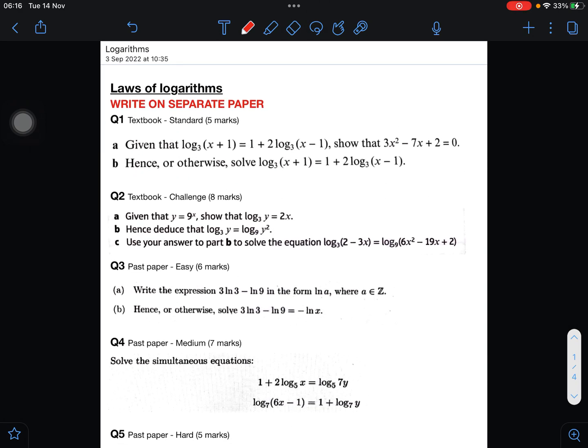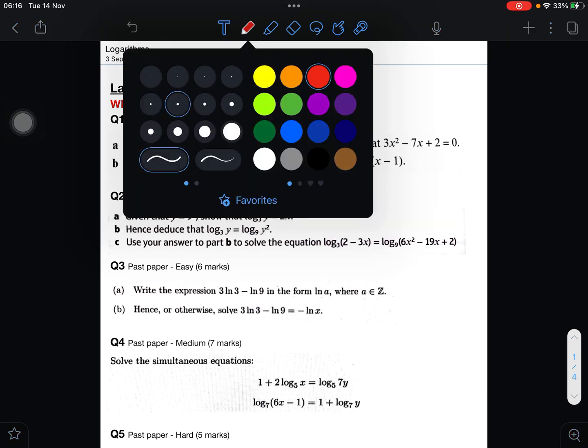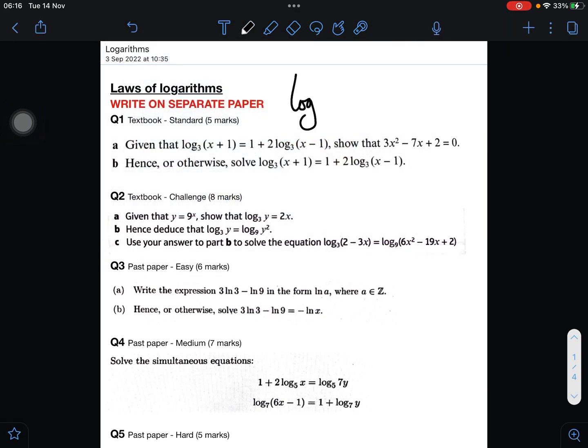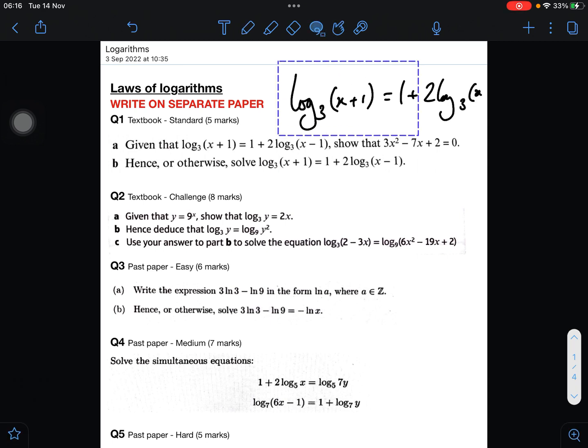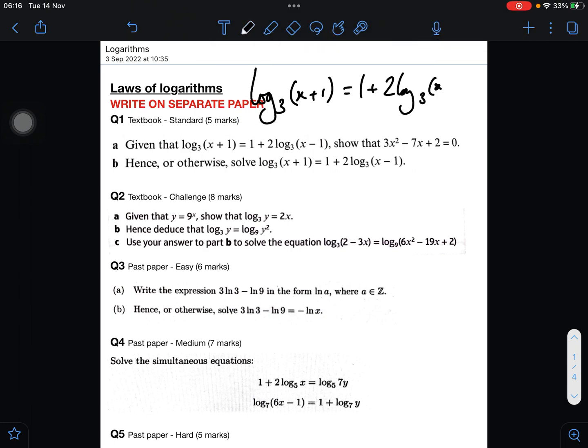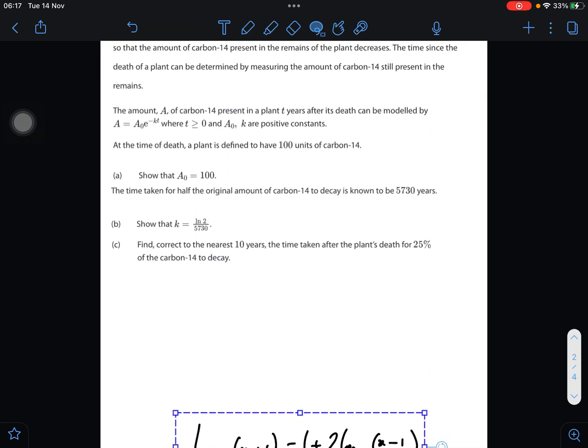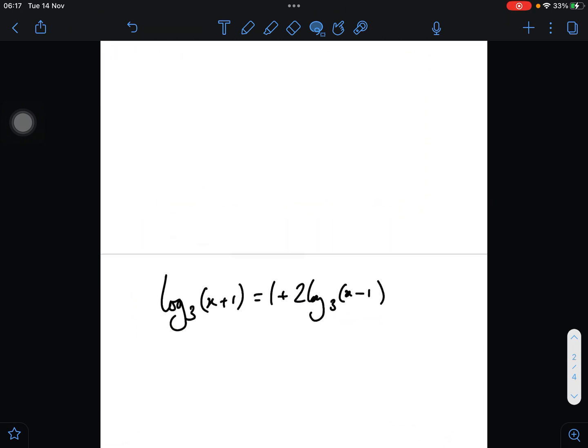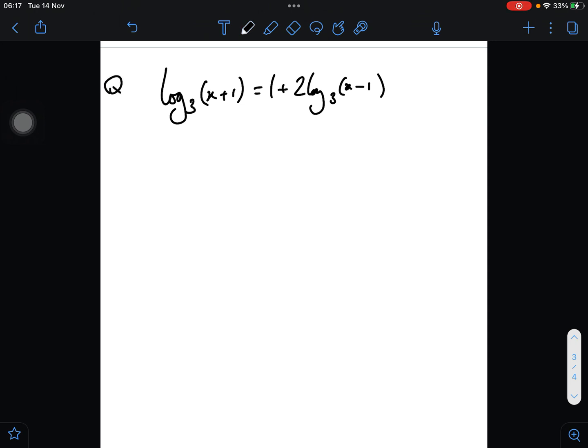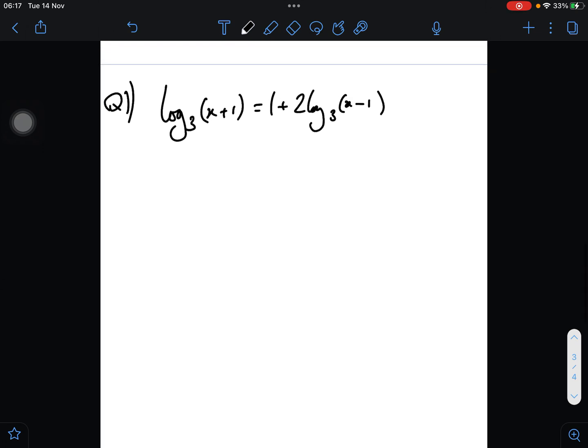Given that log 3 of x plus 1 equals 1 plus 2 log 3 of x minus 1, show the following quadratic equation. Okay, well let's take this down, and let's use my rules. As per usual, I'll label my rules 1, 2, 3 and 4 in terms of the addition of logarithms, taking away of them, change of base rule and the power rule.